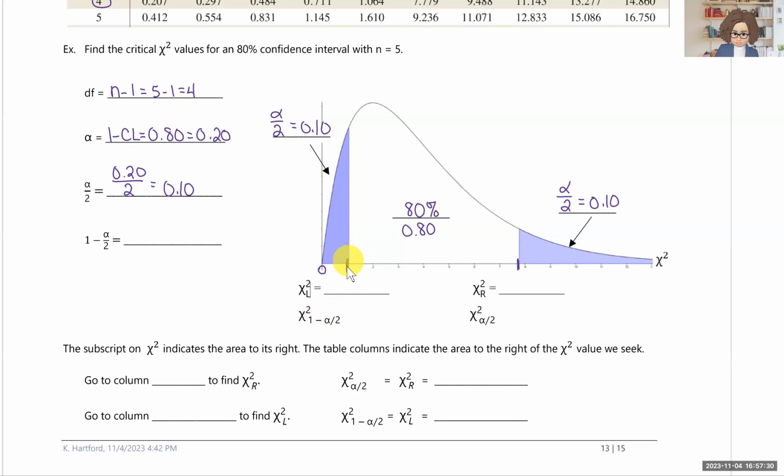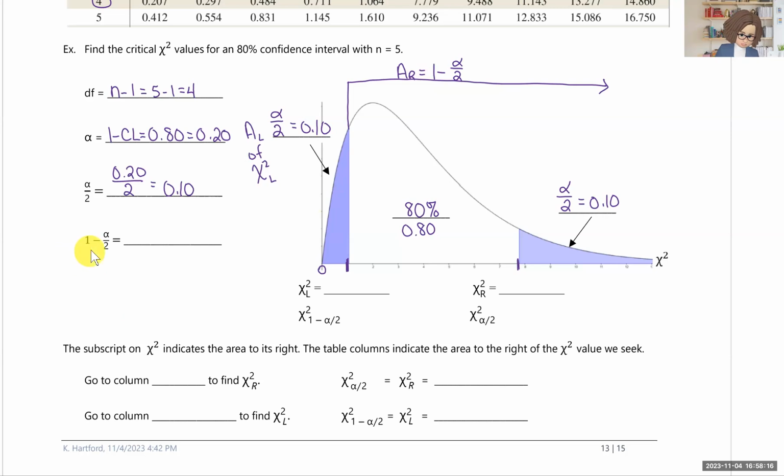So we're looking for this number, and we know the area to the left of it. So I'm just going to add some notation here. So this is the area left of the chi-square value on the left. But in order to use our table, we're going to need the chi-square value and need to know the area to its right. All right, but area left and area right are always complements. And that's why to find that area to the right, we did 1 minus our alpha over 2.